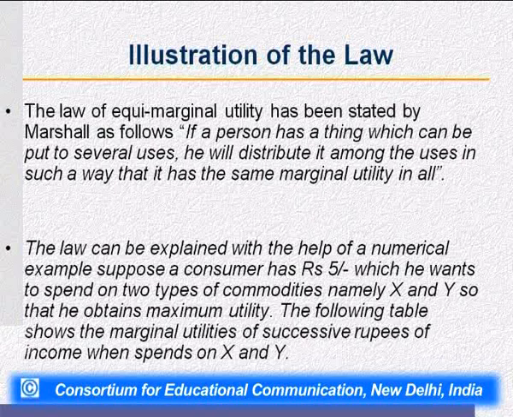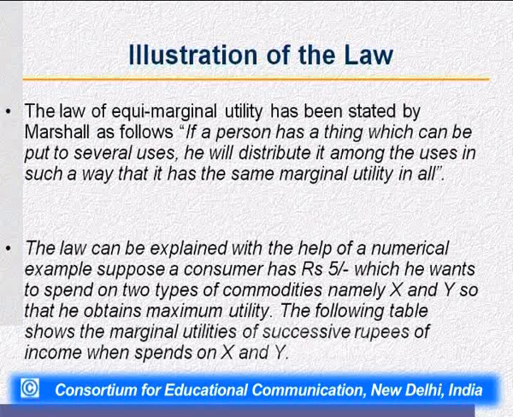The law can be explained with the help of a numeric example. Suppose a consumer has 5 rupees. With the help of an example, we can identify how it works. Suppose a consumer has a limited amount, only 5 rupees, which he wants to spend on two types of commodities, say X and Y, so that he obtains maximum utility. In the coming table, we show the marginal utility of successive rupees of income when spent on X and Y.